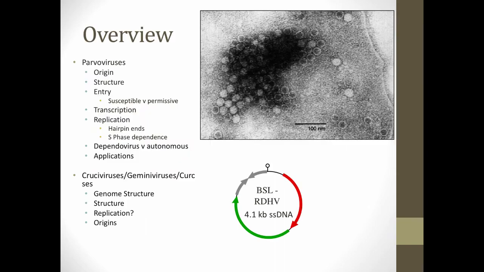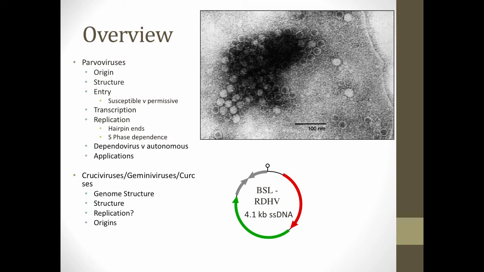So we're going to go through kind of the common things that you guys go through in a virology lecture. We're going to start out talking about parvoviruses, and we're going to talk about the standard things that you guys talk about, where they come from, what they look like, how they infect cells, what their genomes look like, how they make mRNAs, proteins, and how they replicate their genomes.